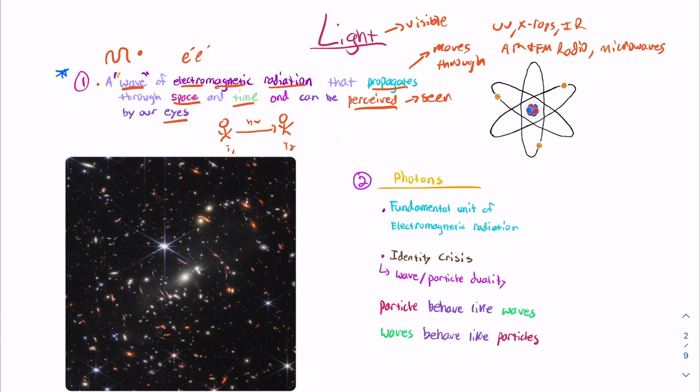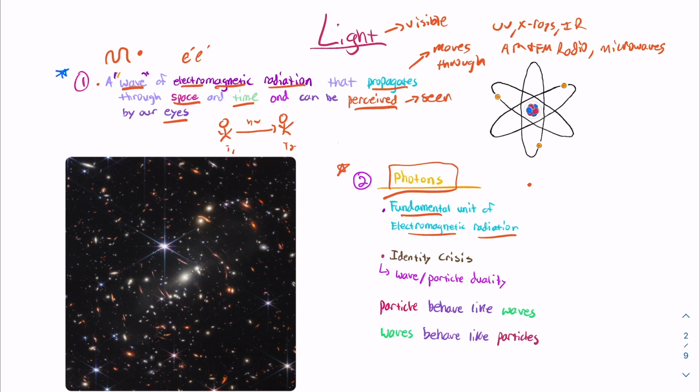So in order to understand light a little bit more, we have to understand what it's made of. So let's go to number 2 here. We've talked about visible light and some of the forms of light, but light is made of these things called photons, these very tiny particles, or tiny units of matter that are the fundamental units of electromagnetic radiation. They are the stuff that this electromagnetic energy is made of.